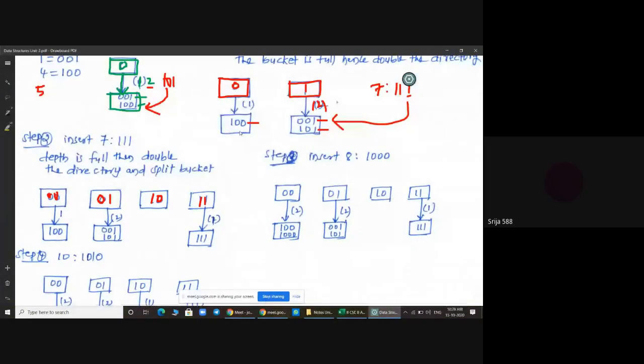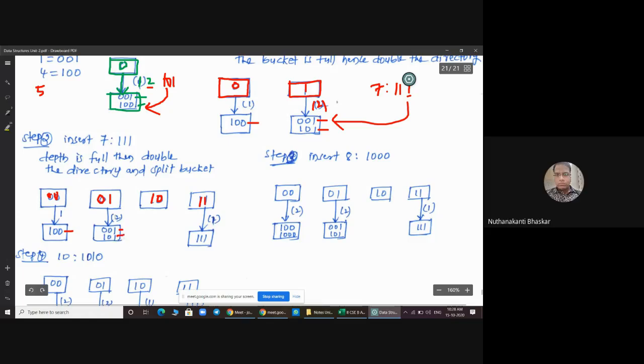0, 0 bucket, because the last 2 digits are 0. Yes, we have inserted it. Now 0, 0, 1 element. Where is it going to insert? 0, 1 bucket, because the last 2 digits are 0, 1. Here 1, 0, 1. Where is it going to insert? 0, 1 bucket.